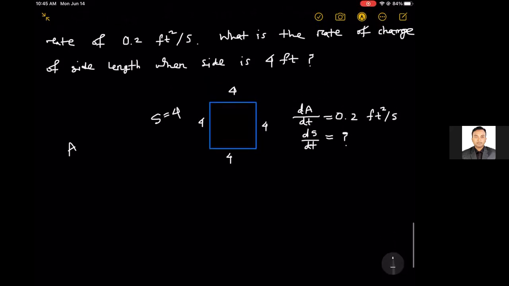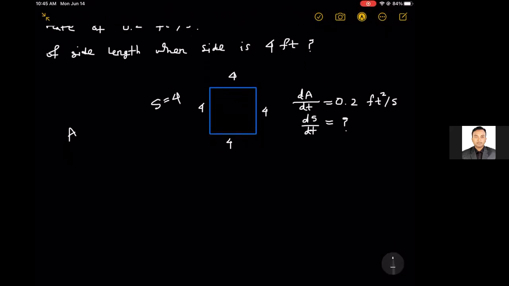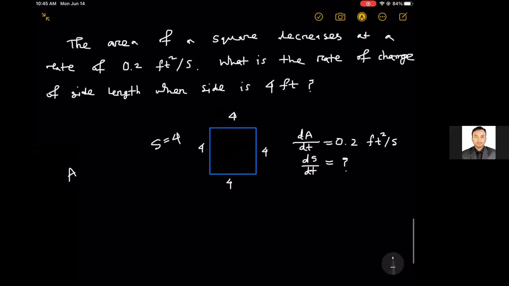Now, the next thing is which formula we should start with to solve this problem. I mean, the area of a square is base times height, yeah? Is based on what, sorry? Base times height. No.